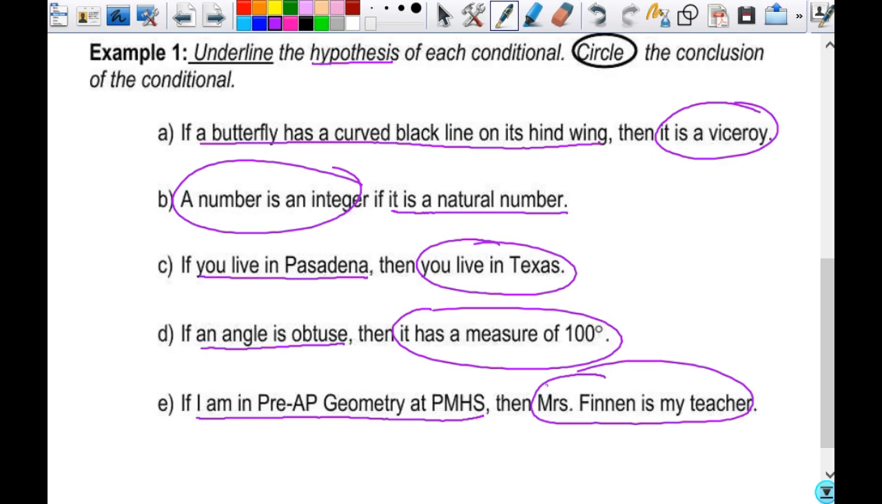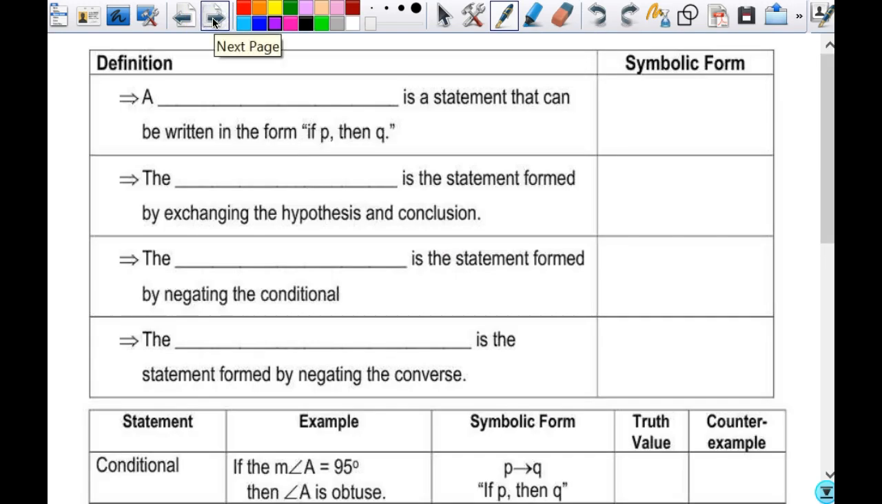Then, if I am in pre-AP geometry at PMHS, then Miss Finnan is my teacher. Well, I'm the only pre-AP geometry teacher. But is this a true statement? Yes. Okay. So that is a true statement. We'll look at why some of these truth values change here in just a minute. All right. So let's look at the next page.